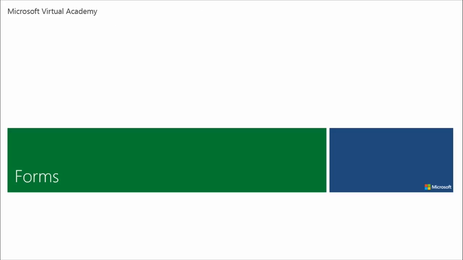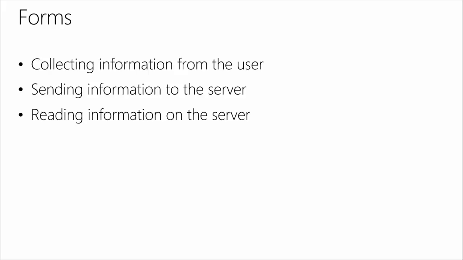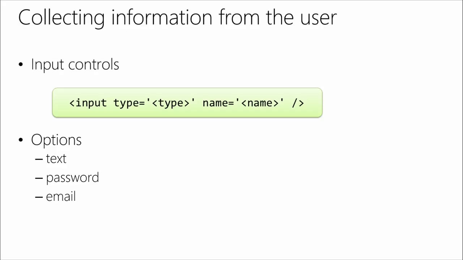Perfect. Okay, so let's talk about forms. What is a form? A form is all about collecting information, sending it up, and then eventually we're going to need to read that. So let's start by talking about how we're going to collect information from the user. The way that we're going to do this is by setting up input controls. This is one of the HTML controls we can use on our web pages. Exactly. And it's worth highlighting that there's dozens of these.